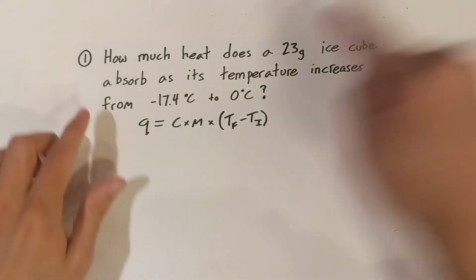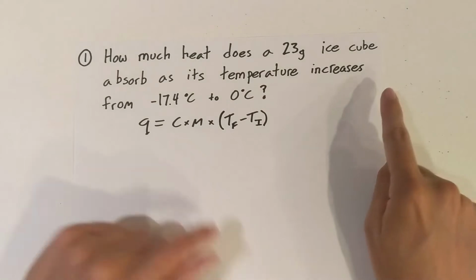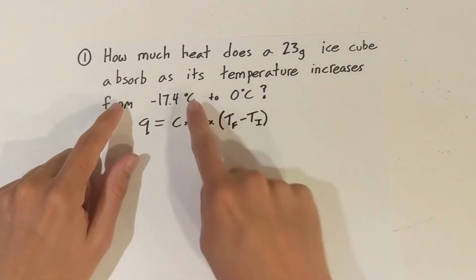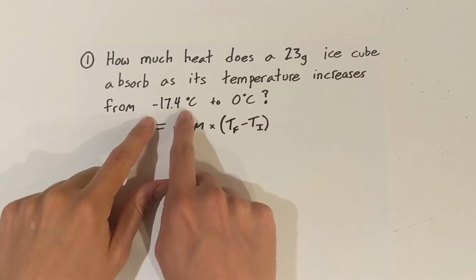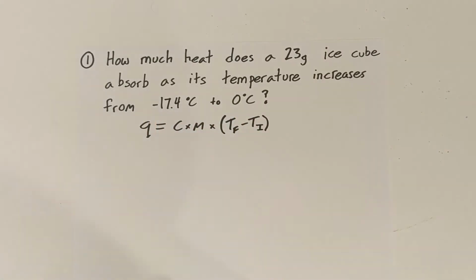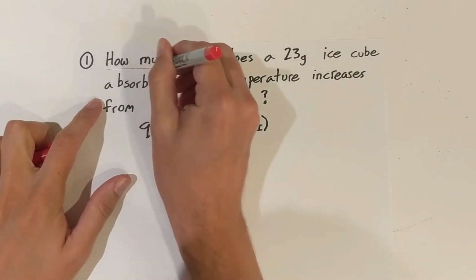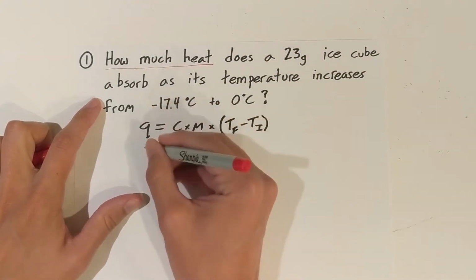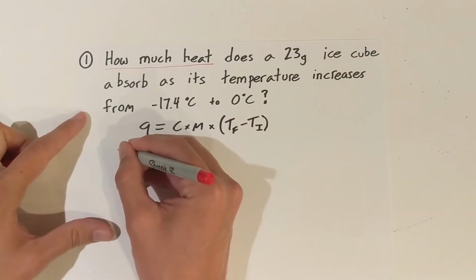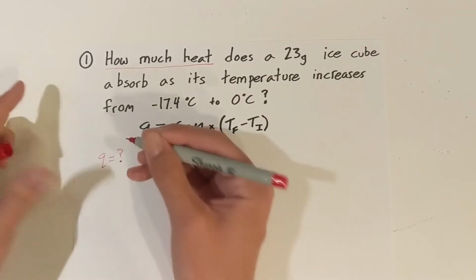So here it says, how much heat does a 23-gram ice cube absorb as its temperature increases from negative 17.4 to 0 degrees Celsius? So let's underline some key things here. How much heat? That means I'm looking for the amount of heat. I'm looking for Q. So Q is going to be my question mark. That's what I'm trying to find here.